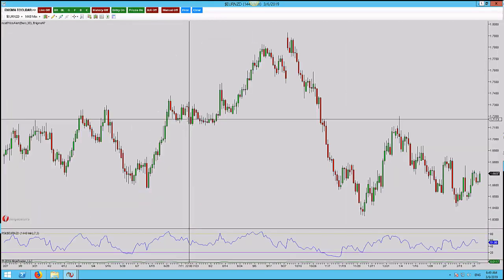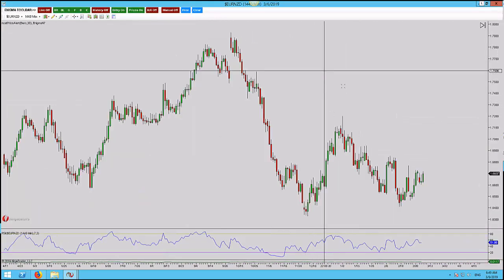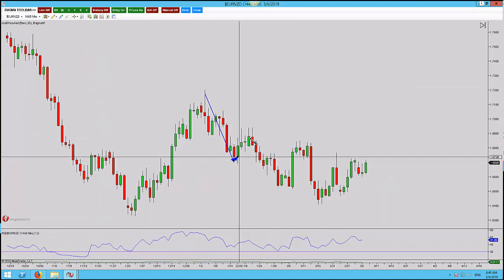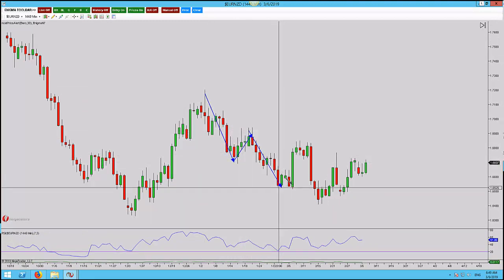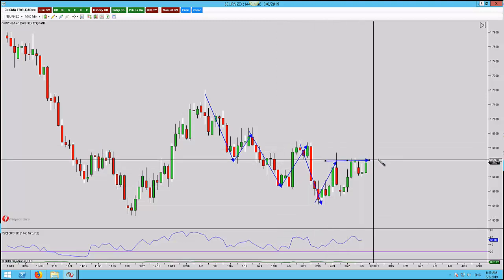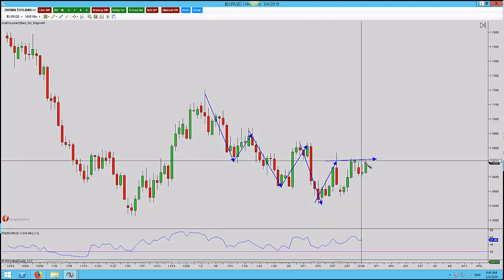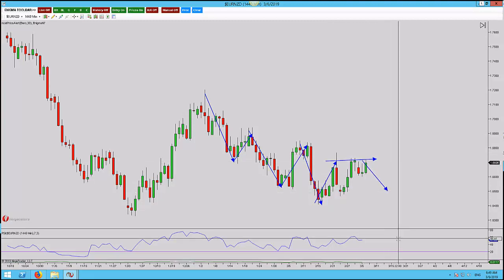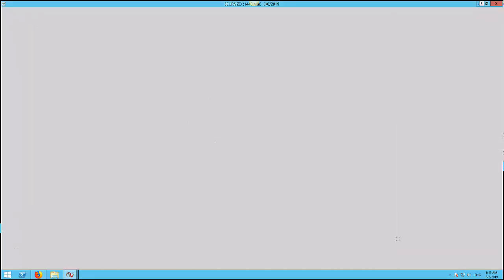There isn't too much to look at other than what I've shown you. So here on the dailies, my bias is still that we can come lower. You can see we've been trending like this and we've come up to this level. We've tested a couple of times, so I am looking at the market coming lower to potentially this level. Let's go out to the 240.